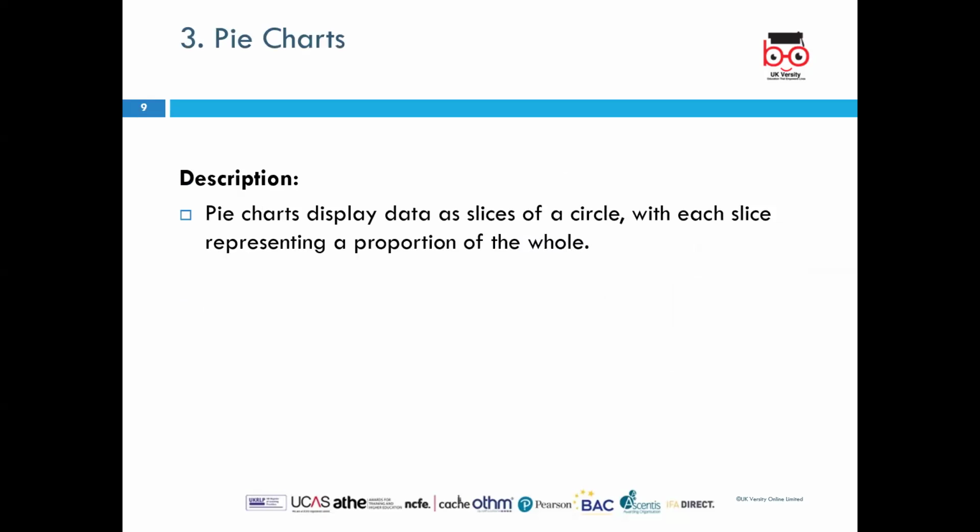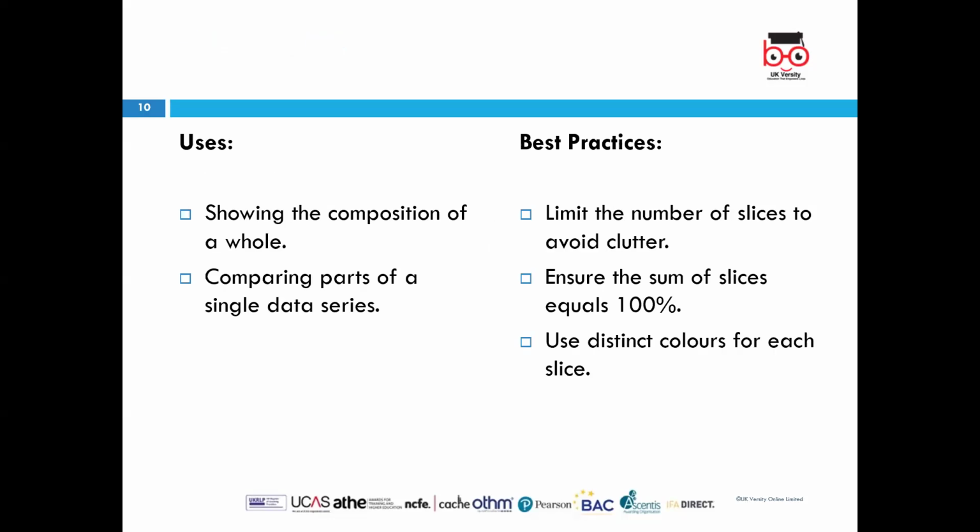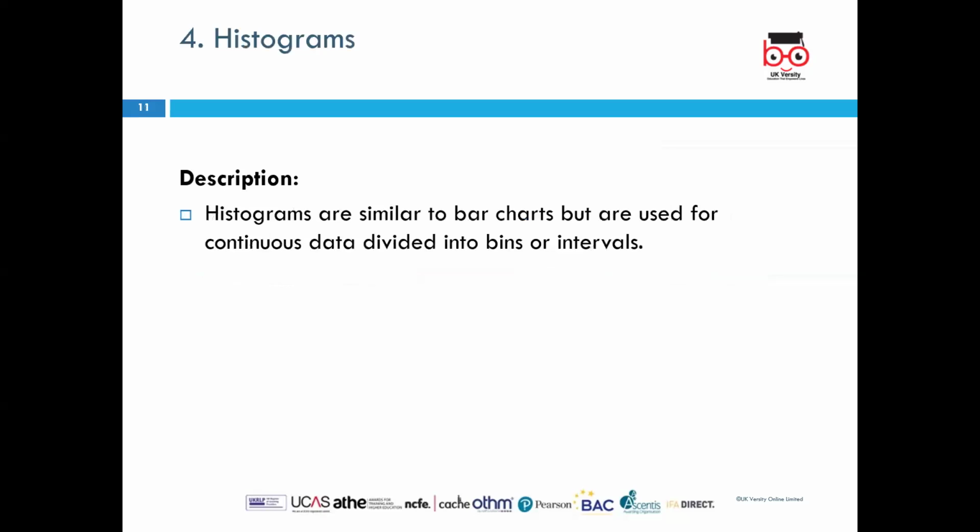If we have pie charts, we're now going to display data as slices of a circle, with each slice representing a proportion of the whole. The use of pie chart, we're now going to be showing the composition of the whole, comparing parts of a single data series. Best practice for these is to limit the number of slices to avoid clutter, ensure the sum of the slices is equal to 100, and use distinct colors for each slice.